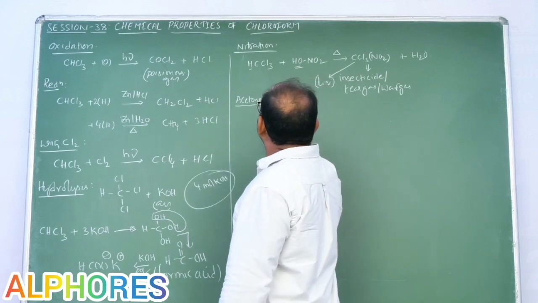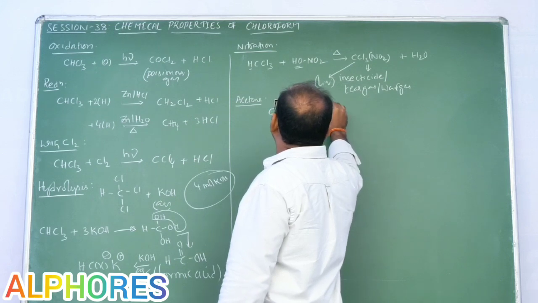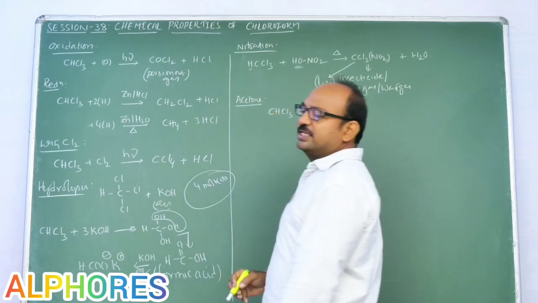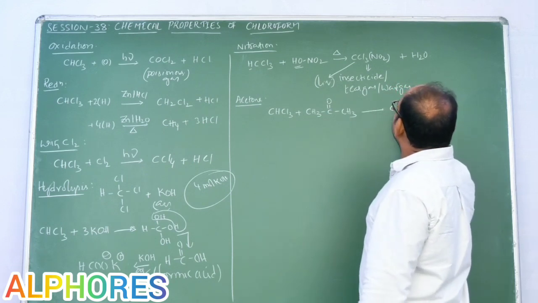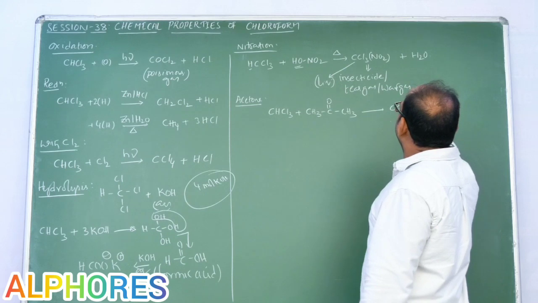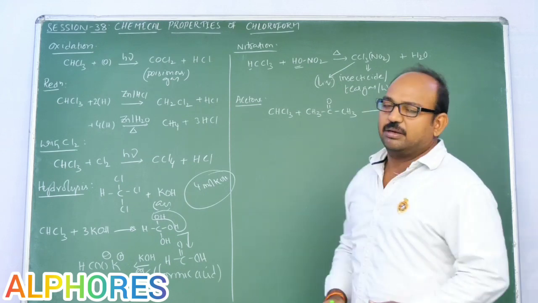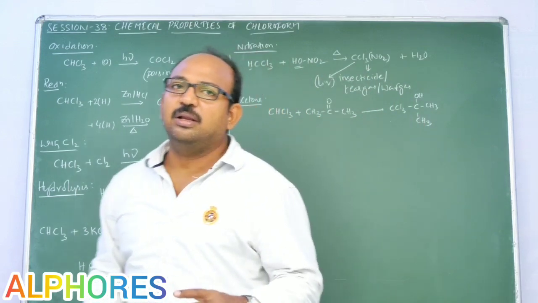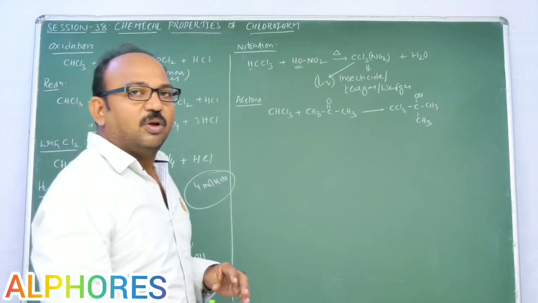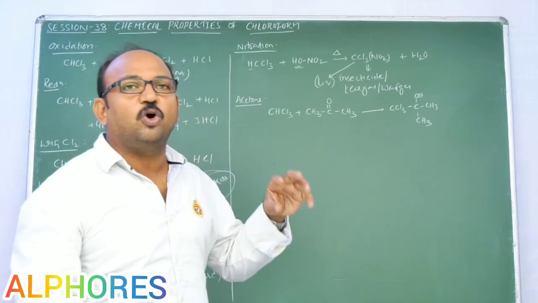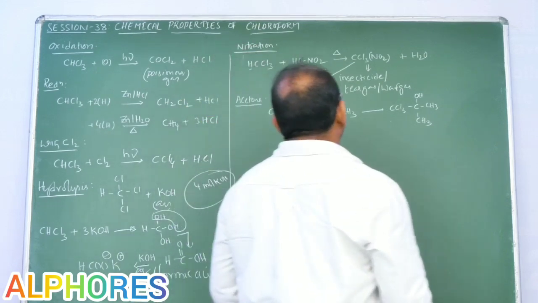So chloroform upon reaction with acetone, CH3, C double bond O, CH3, gives CCl3, C, OH, CH3, CH3. See here, chloroform upon reaction with acetone gives a product that we call chloritone.